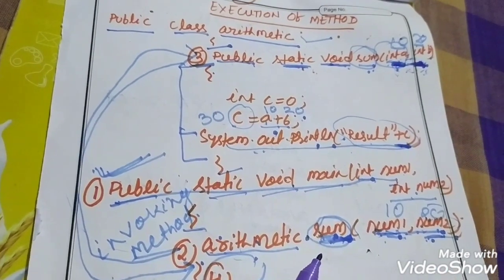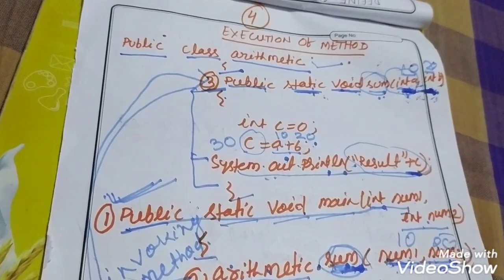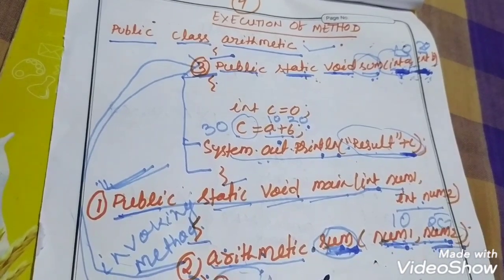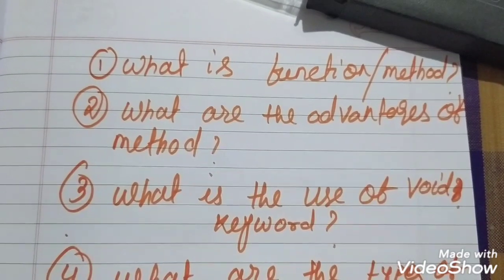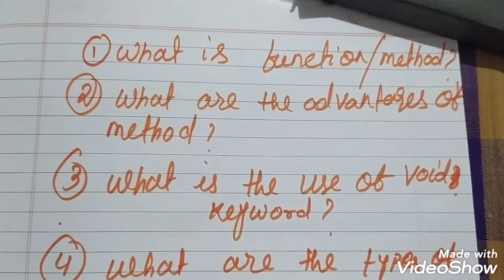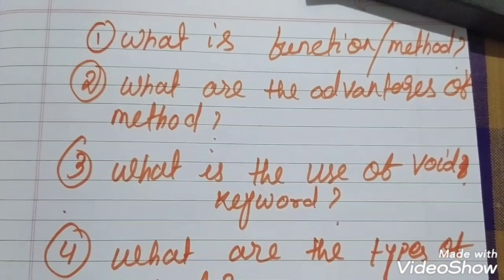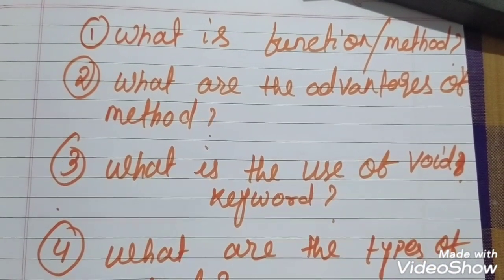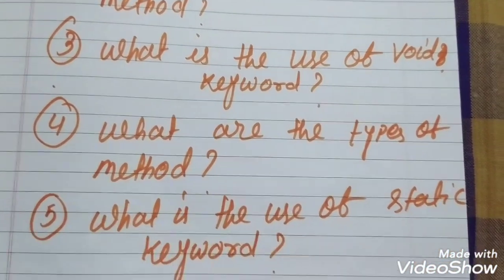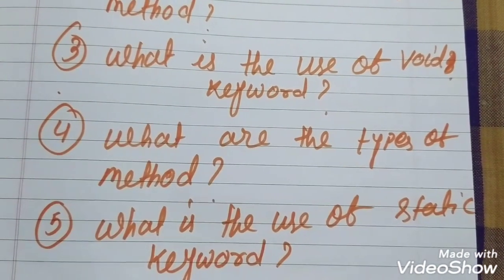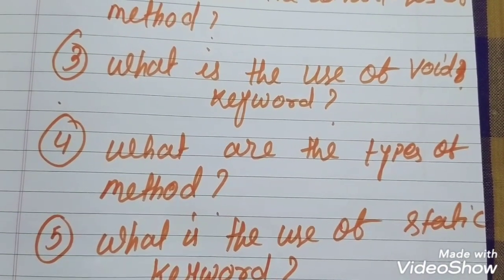Okay, now I am telling you some questions that you have to note down and answer. These are important questions and they also come in the board exam. Now note down all these questions. What is a function or method? What are the advantages of a method? What is the use of the void keyword? What are the types of method? What is the use of the static keyword? Write down the answers in your copy. Okay.